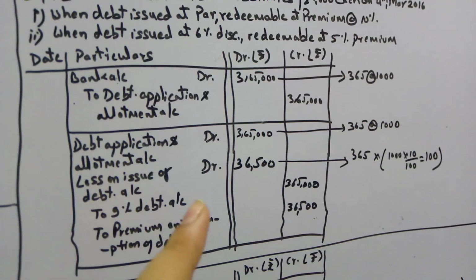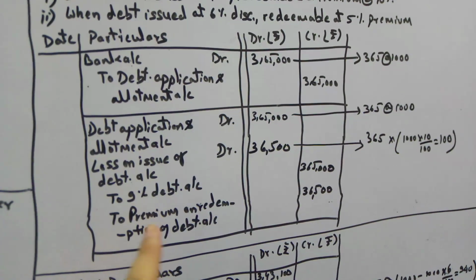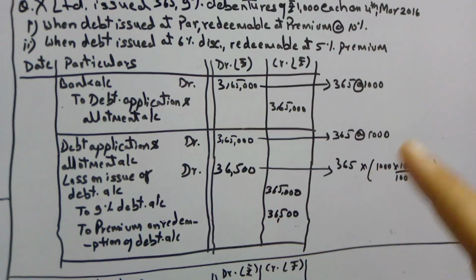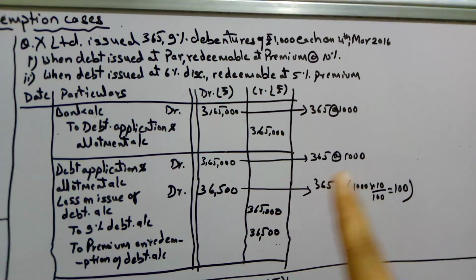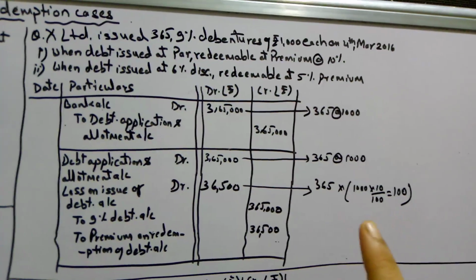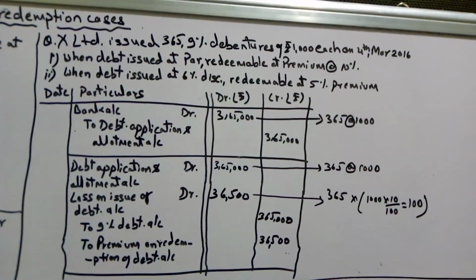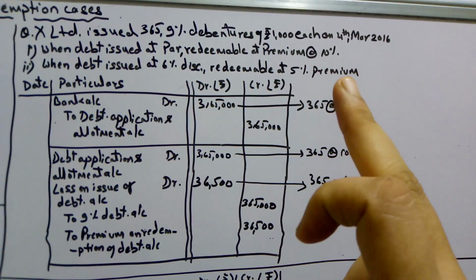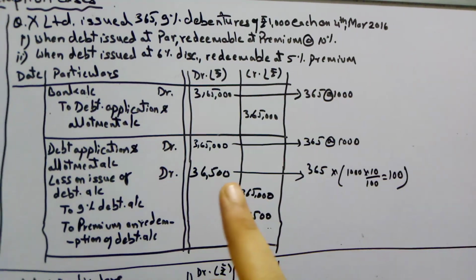Debenture application account debited, loss on issue of debenture account debited, to 9% debenture account, to premium on redemption of debenture account. Now let's look into the amounts one by one. Debenture application amount, as mentioned in the first entry, 365 debentures multiplied with 1000, gives you 3,65,000. Then loss on issue of debentures. Here loss means the premium of 10% paid at the time of redemption. 10% of 1000 is 100, so 365 multiplied with 100 is 36,500.